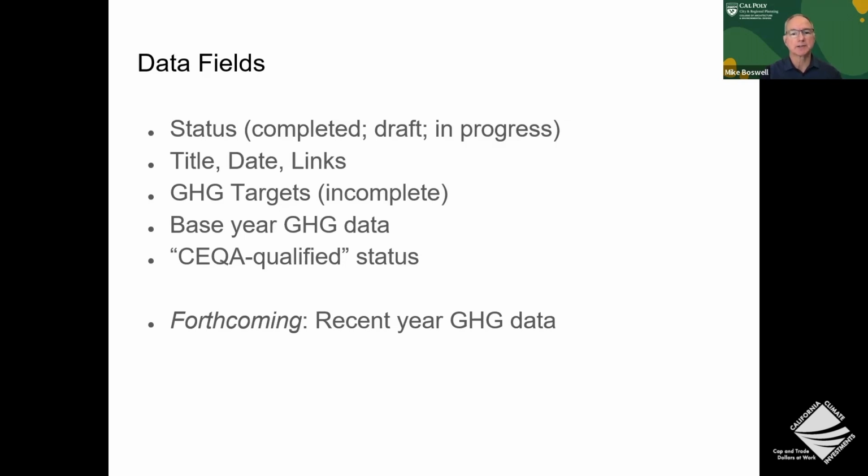So in addition to the status, you'll see things like the title, the date the plan was adopted, the links to the city or county website that has the plan and often additional information, by the way, beyond just the plan. There'll be information on the greenhouse gas emission goals or targets for the community. There'll be information on base year greenhouse gas emissions inventory data, whether they're CEQA qualified, and there are other things forthcoming. So we're working on several improvements to the database, and we hope to produce a new version of the database at least once a year. Next slide.